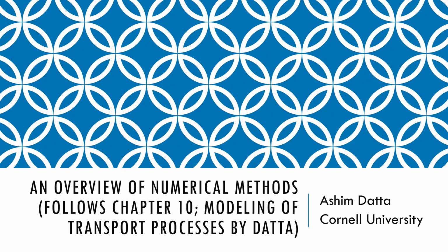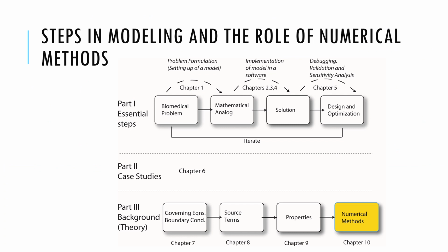So this chapter is a very brief and simple overview of computational aspects in the context of modeling of heat and mass transfer processes. It is intended for an undergraduate course in engineering. We will cover the finite difference and the finite element method eventually. So here is how this chapter fits in the overall schema of a modeling course.